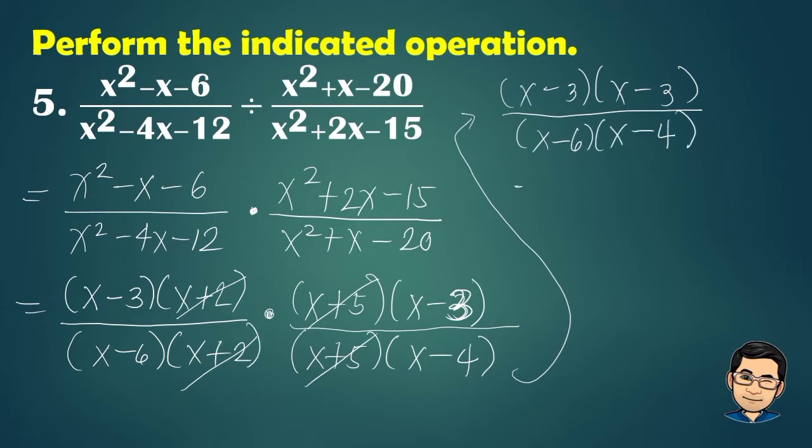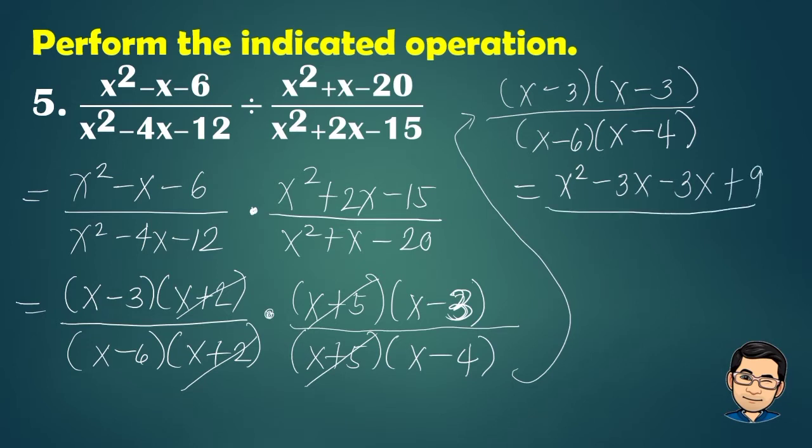So, sa taas muna, sa numerator muna. So, x times x squared. And then, x times negative 3, negative 3x. Negative 3 times x, that is negative 3x. Negative 3 times negative 3, yung last term, positive 9. All over, ganun pa rin, FOIL method, x times x squared, x times negative 4, negative 4x, negative 6 times x, negative 6x, negative 6 times negative 4, positive 24.